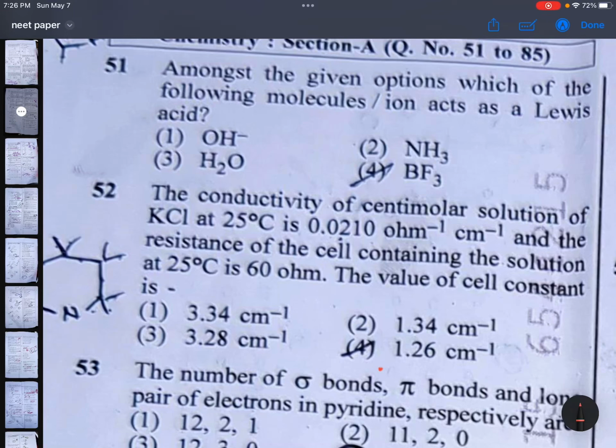NEET 2023 paper chemistry we are discussing. Among the given options, which of the following molecules or ions acts as a Lewis acid? BF3. Direct question, you are very lucky.